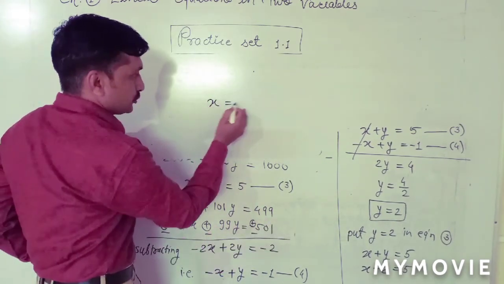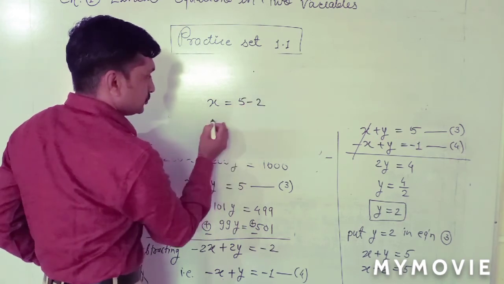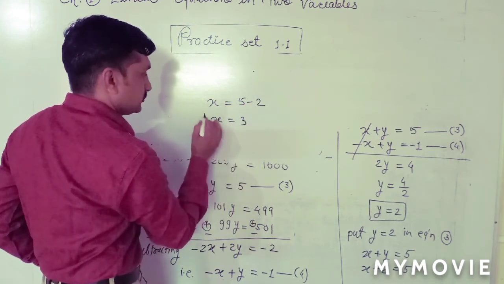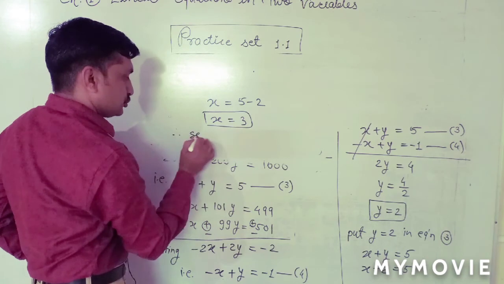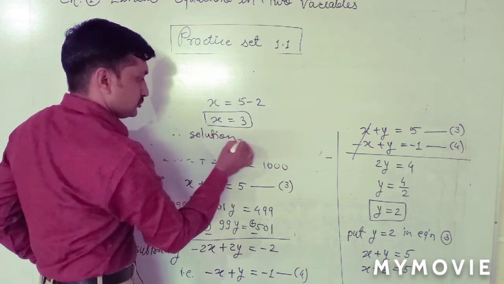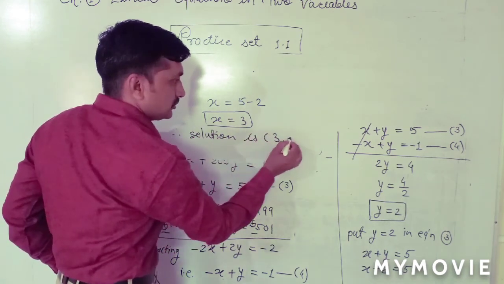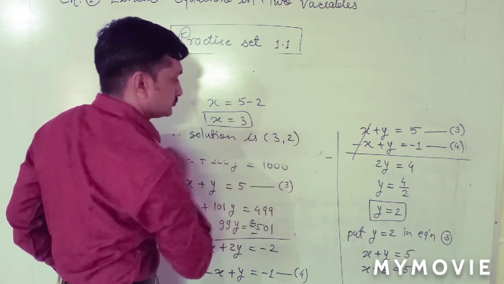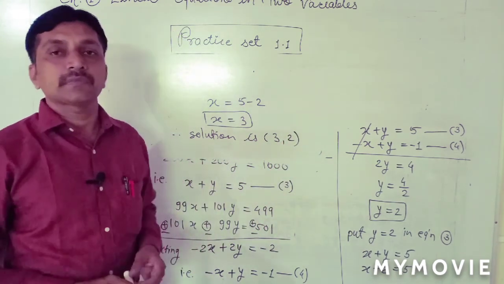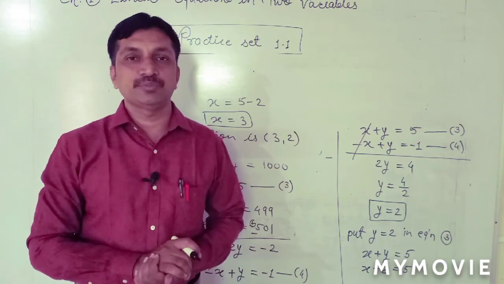x is equal to 5 minus 2. x is equal to 3. And therefore the solution here is x is 3, y value 2. This is the solution of this equation.